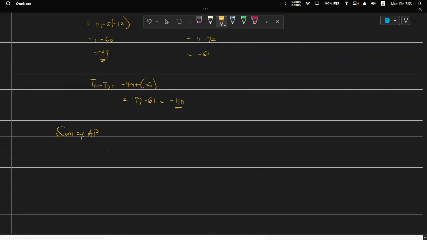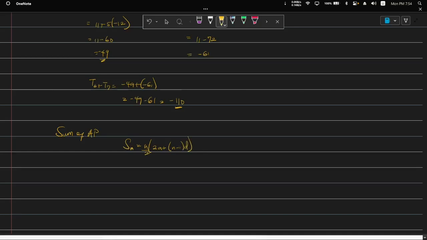And the formula for the sum of an AP is Sn. We don't use Tn again, we're going to be using Sn this time. So Tn means nth term, Sn means sum of n terms. So Sn is equal to n over 2 into bracket 2a plus n minus 1 common difference.